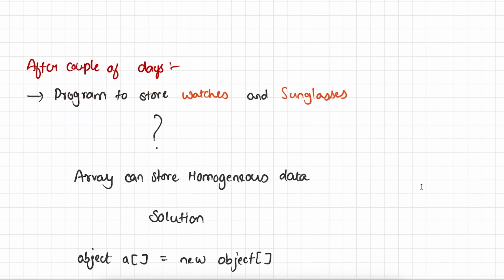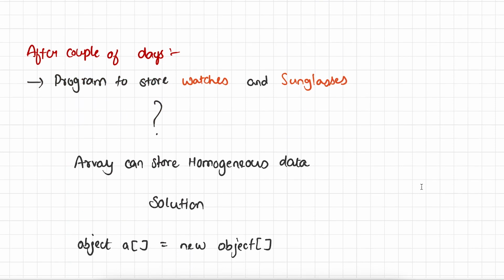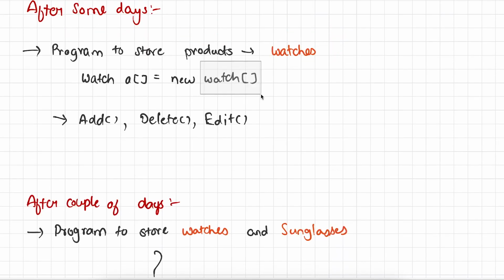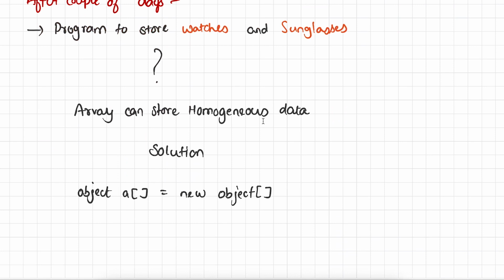After a couple of days, his friend again came to him and said, "Now I want to store sunglasses because along with watches, I am also selling sunglasses." Now again, he was bummed out. After spending a lot of time, he came up with the idea of replacing the array of watches with an array of objects so that he can store objects of watches and sunglasses all together. And this was a nice solution, because the problem with an array is that it can only store homogeneous data, meaning only one type of data. So after replacing watches with object, he managed to store objects of watches as well as objects of sunglasses. So he did this and gave the software back to his friend.